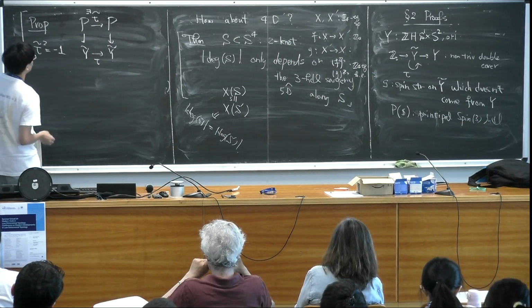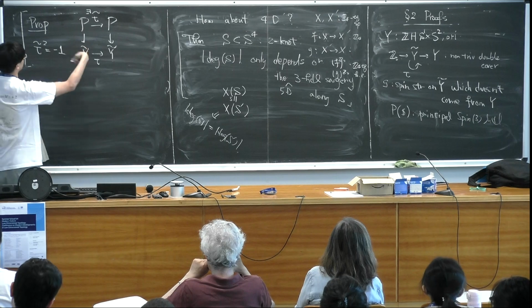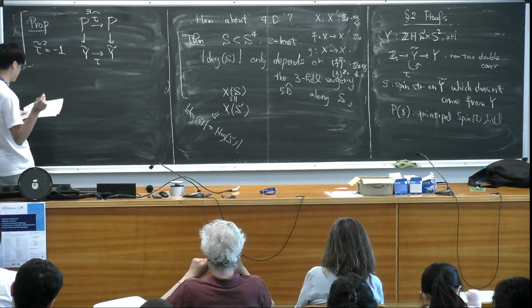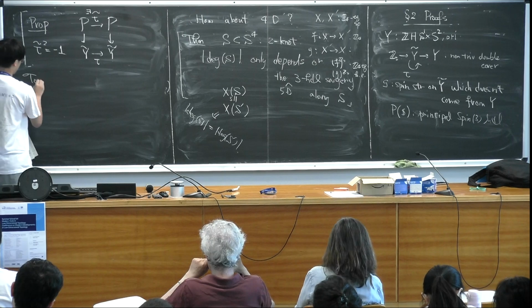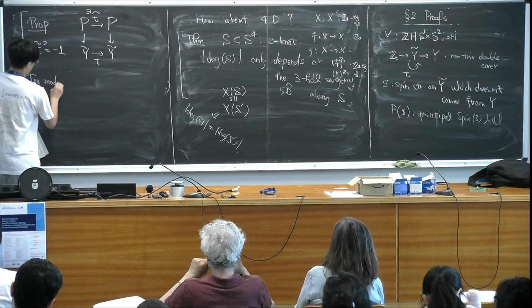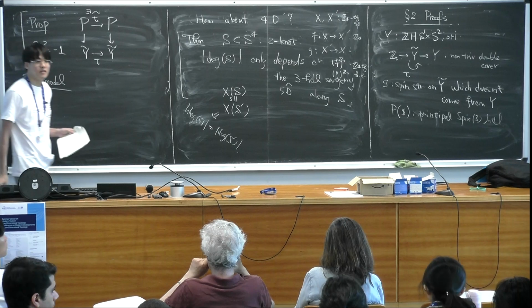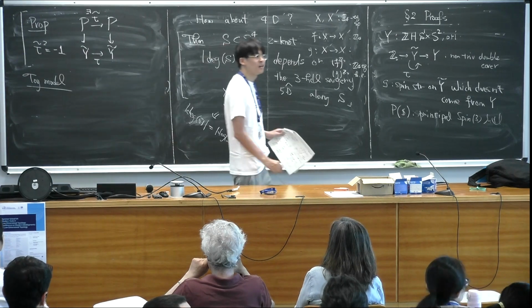Anyway, so yeah, we can take some kind of order 4 lift whose square is equal to -1. This is a technical lemma, and I will not explain the details of how to prove this, but there is a toy model. You have two spin structures, both on Y and Y tilde.